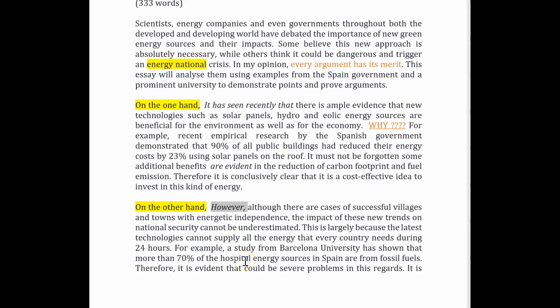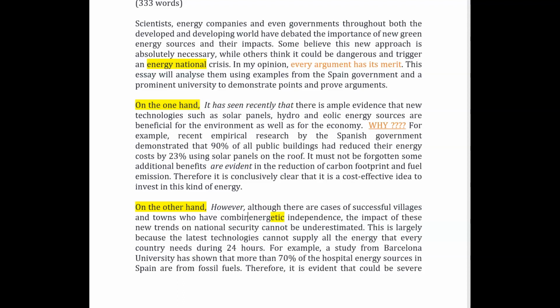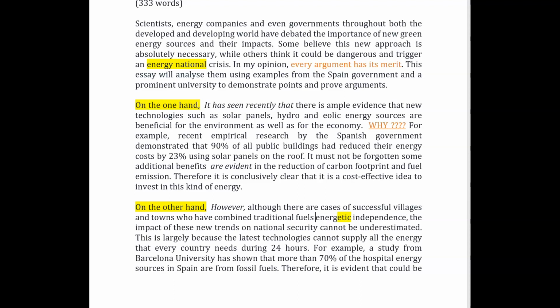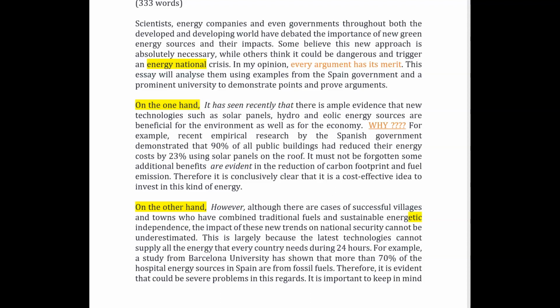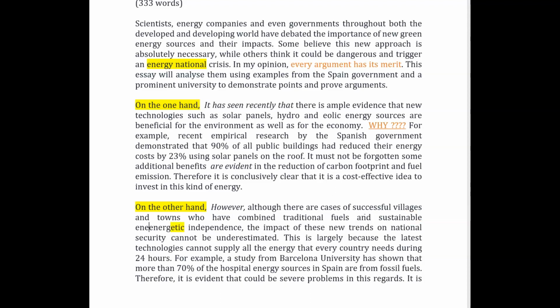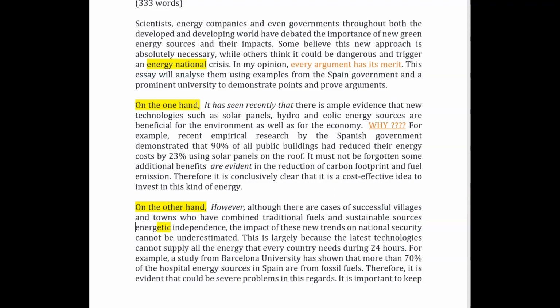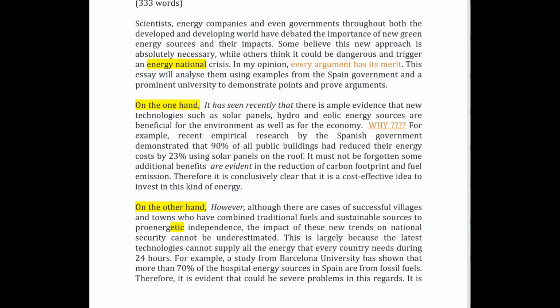It's more coherent. Although there are cases of successful villages and towns with energy interdependence. Okay, or towns maybe who have combined traditional fuels and sustainable, this is another word for green, energy or green sources to produce energy interdependence. So I assume by interdependence, you're saying they use both quite successfully.